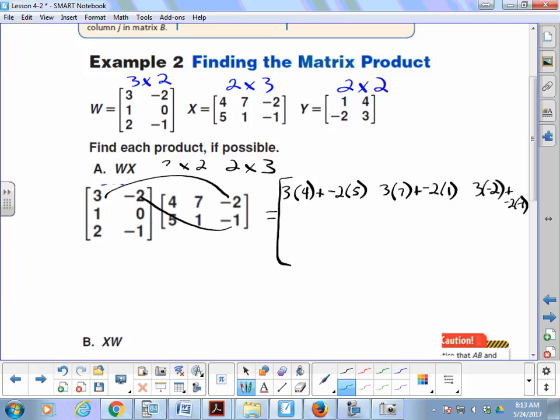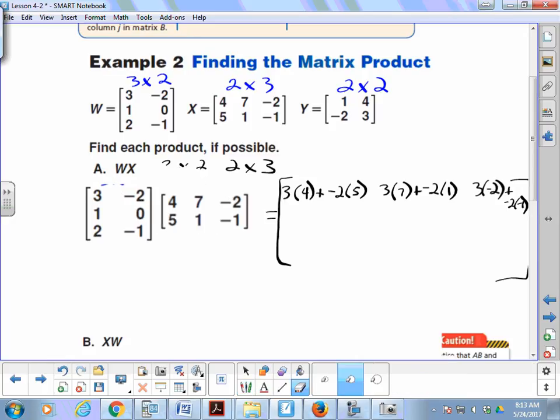Go, squeeze it in there, right? And then my right matrix. All right, so there's the first row. I got the first row by multiplying row 1 times each of the 3 columns. Right? So then I got to multiply row 2 times each of the 3 columns.